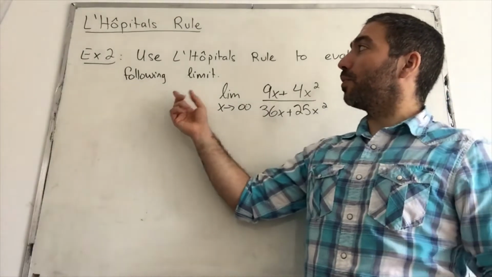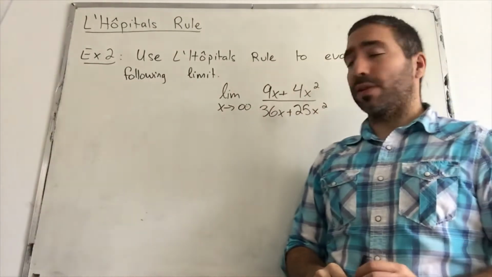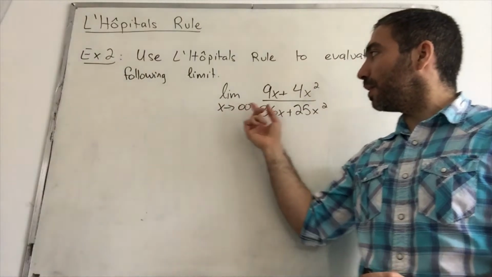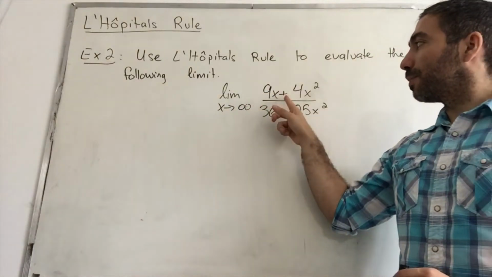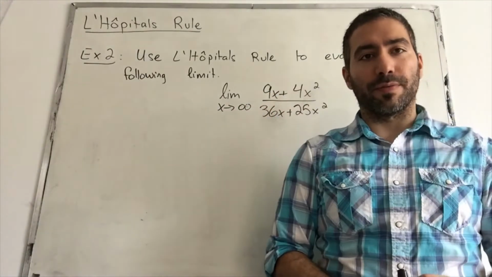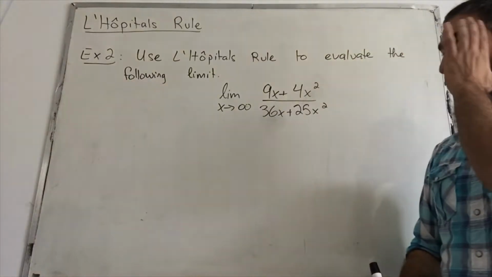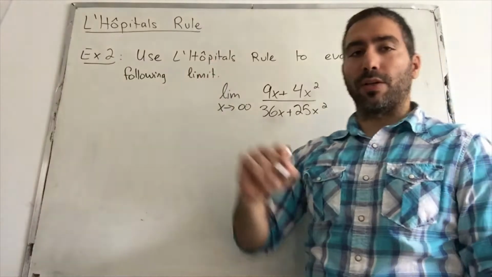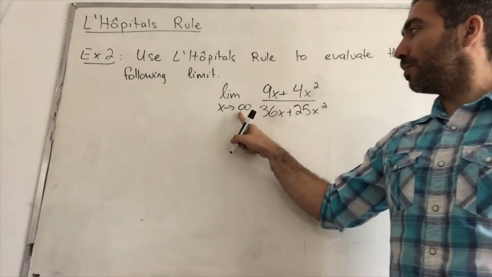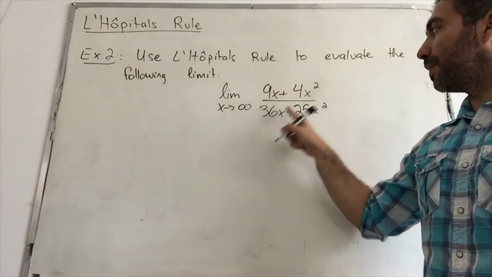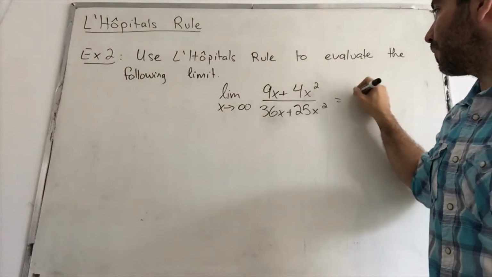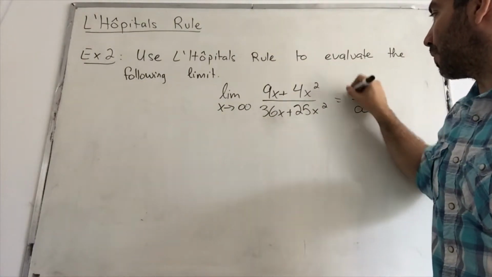So in this second example over here, it says to use L'Hopital's rule to evaluate the following limit. So we have the limit as x approaches infinity of 9x plus 4x squared divided by 3x plus 25x squared. So just by looking at this, again, you should know what the answer is. But let's apply L'Hopital's rule. So first of all, we substitute x's with infinity. We get infinity plus infinity over infinity plus infinity. So this gives us the indeterminate form infinity over infinity.